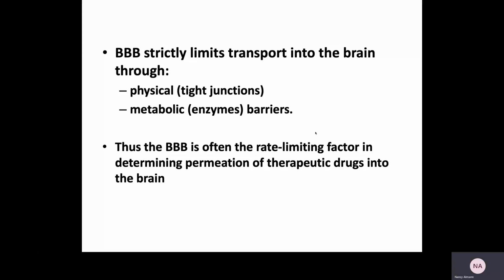Because of these, the blood-brain barrier is often what's known as the rate-limiting factor in the development of drugs, because how fast or whether or not they can actually permeate the blood-brain barrier is the rate-limiting factor in the development of different drugs.